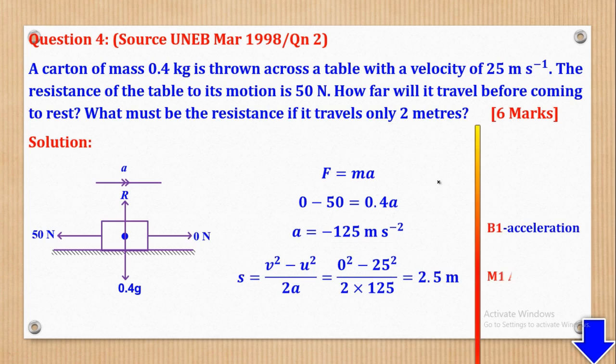Before I go to the next slide, let's see the marks for this slide. B1 for acceleration, M1 for substitution, and A1 for output. Now we're going to part B, which says: what must be the resistance if it is to travel only 2 meters?